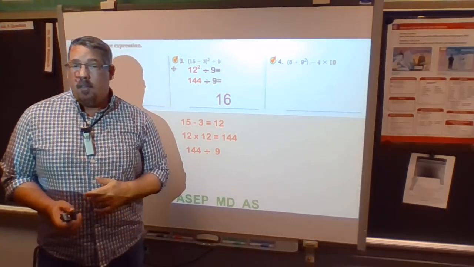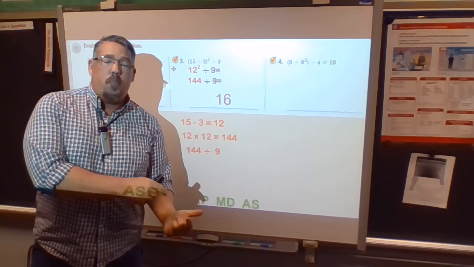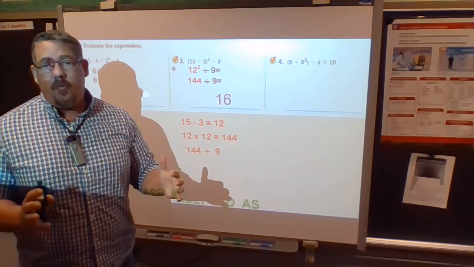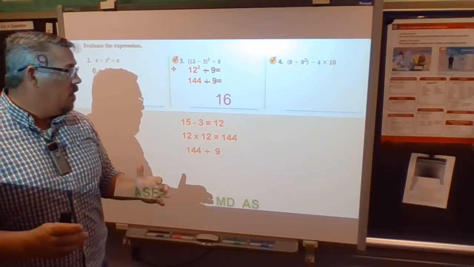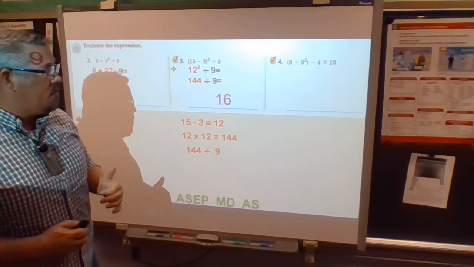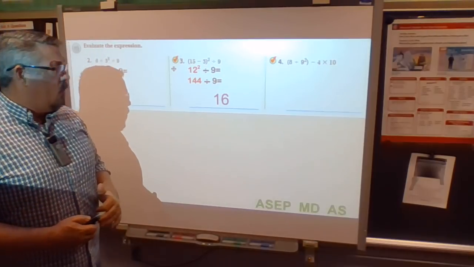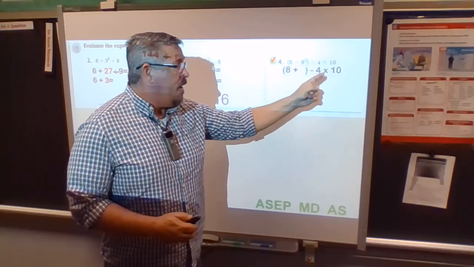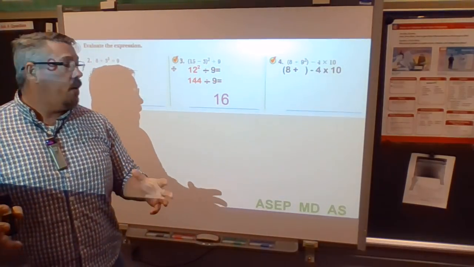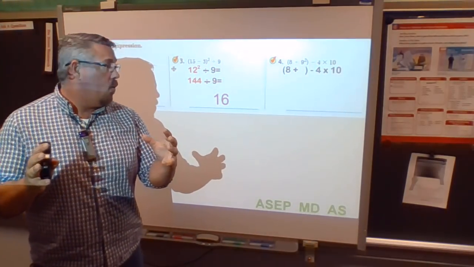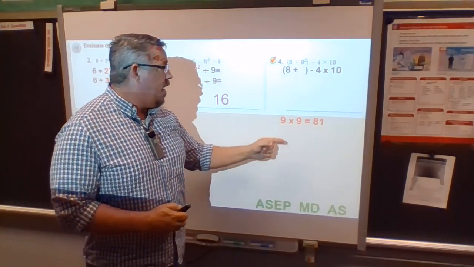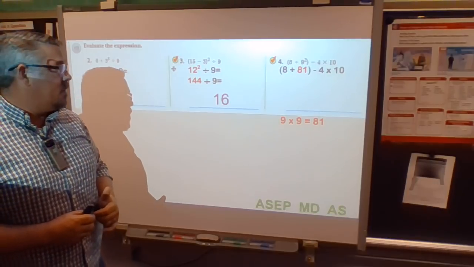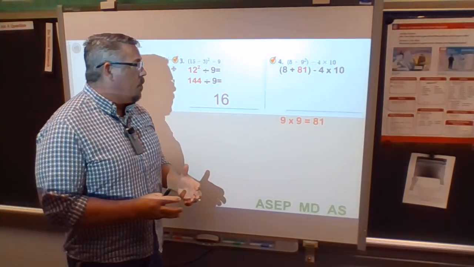Now number 4, they put the exponent on the inside of the parentheses, which tells me I have to do that first, and then I have to solve for the parentheses that's left. So I have to start with my 9 times my 9, which is my exponent, which is going to give me 81. I have to keep everything else the same so that everything stays in the right order. When I do 9 times 9 equals 81, I simply plug it into that empty space inside my parentheses.